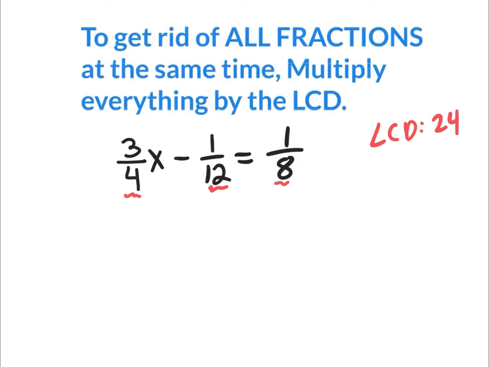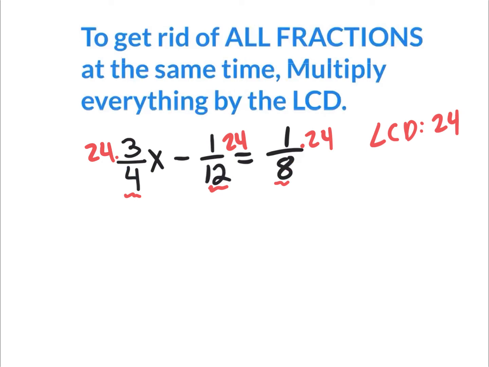But right here, if you think about 4, 12, and 8, I could change 4 to become a 12 by multiplying by 3, but 8 you can't change to a 12. So 12 times 2 is 24. 4 could be changed to 24, and 8 could be changed to 24. That's what the LCD is. If you multiply all three fractions by that LCD of 24, it'll get rid of all three fractions at the same time.